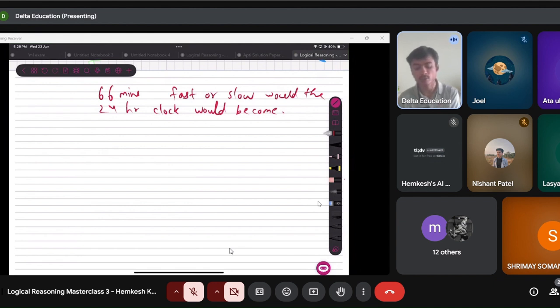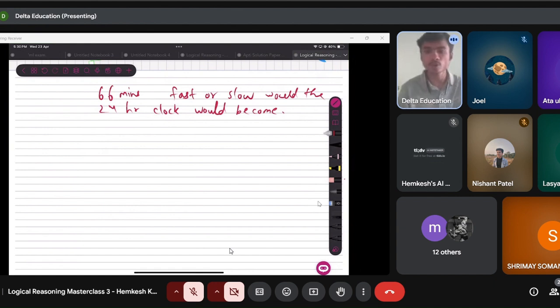Yeah, here's the question. So the question is, if the hands of a clock coincide after every 66 minutes of the correct time, how much does the clock gain or lose in 24 hours? I'll repeat the question again. The question says that the hands of the clock coincide after every 66 minutes of the correct time. How much does the clock gain or lose in 24 hours? Okay.